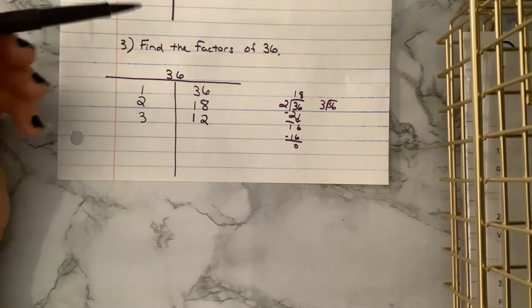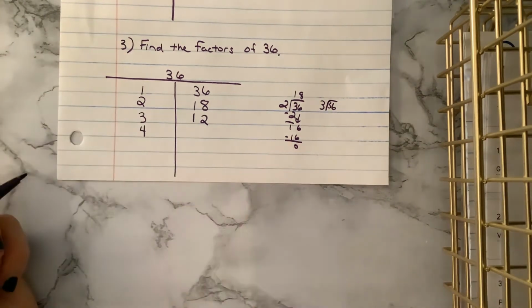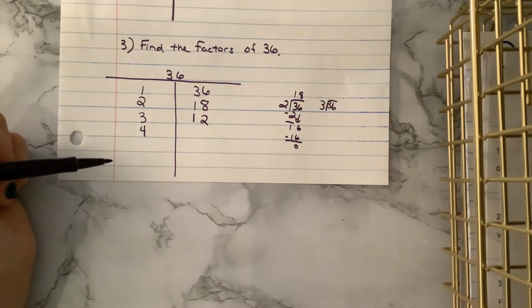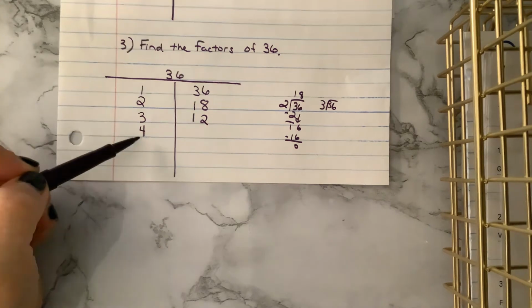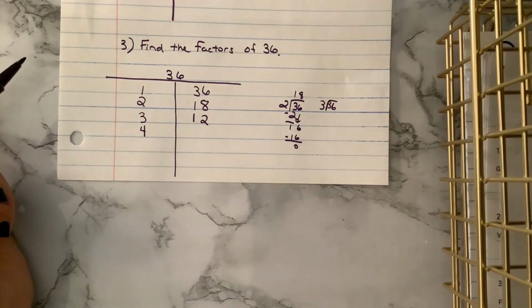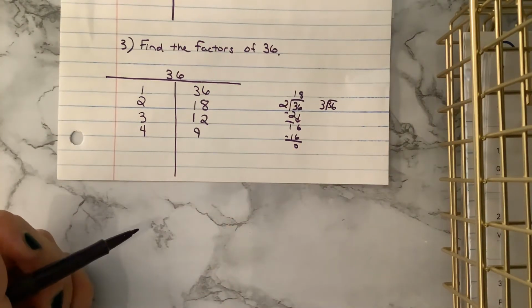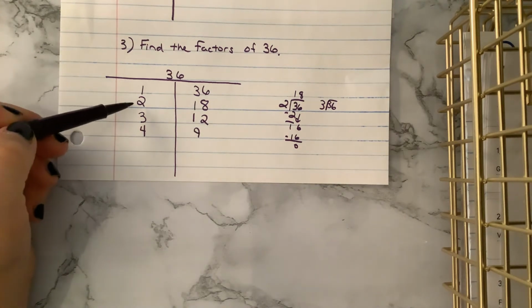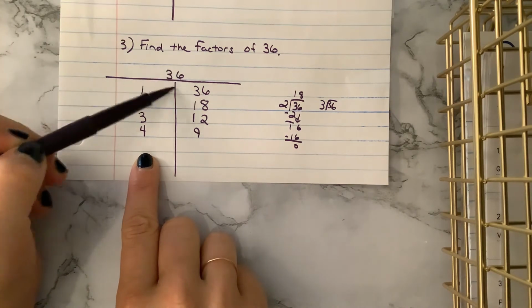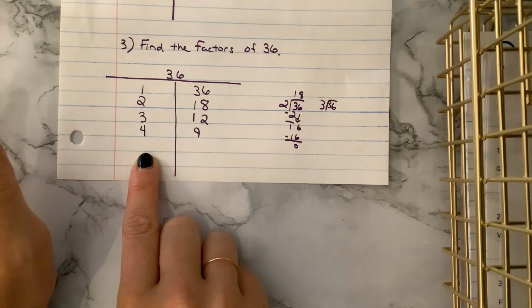We're following our steps. 1, 2, 3, 4. Hopefully, this is a factor pair that you guys know. This is one of our math facts that we should have memorized. 4 times what is 36? 4 times 9 is 36. So we've done 1, 2, 3, 4. The next one we check is 5. 36 does not end in 0, nor does it end in 5, so 5 is not a factor.